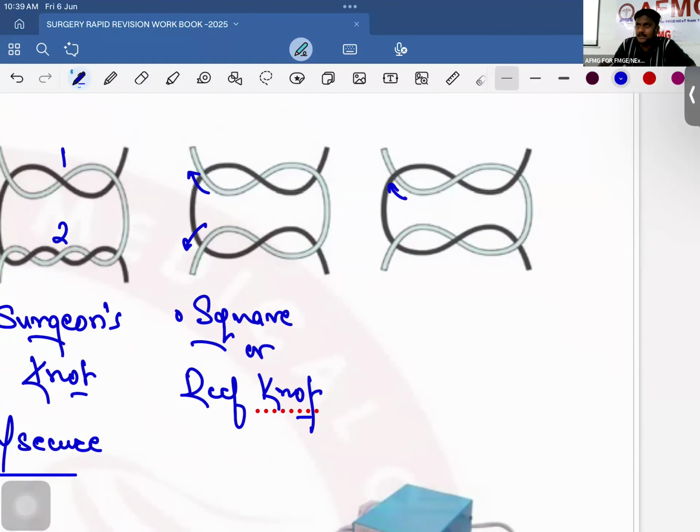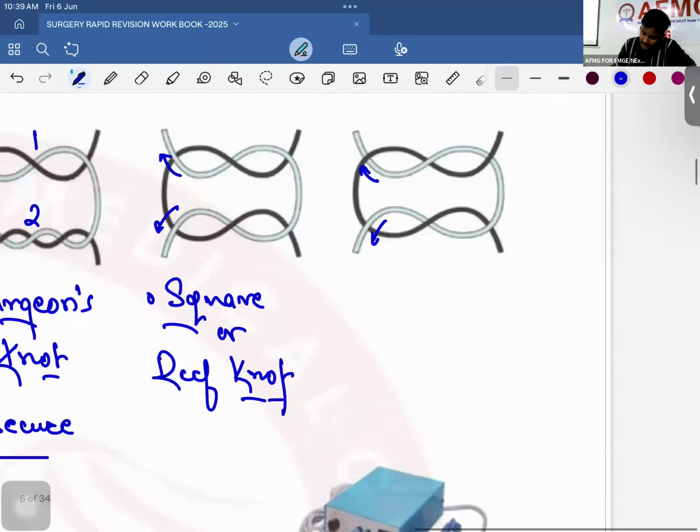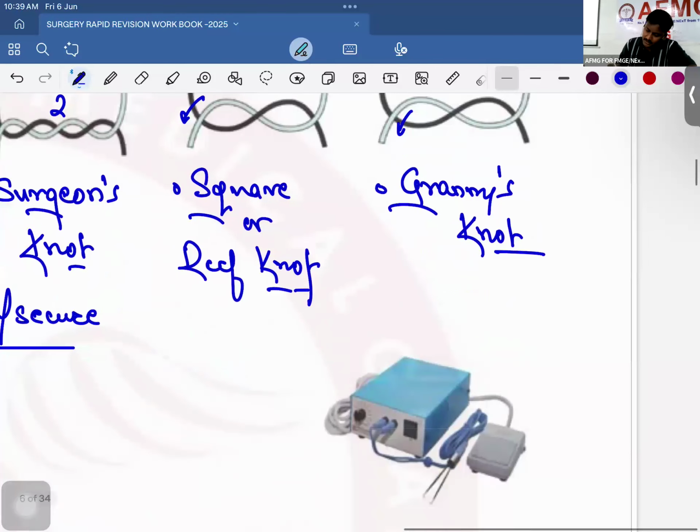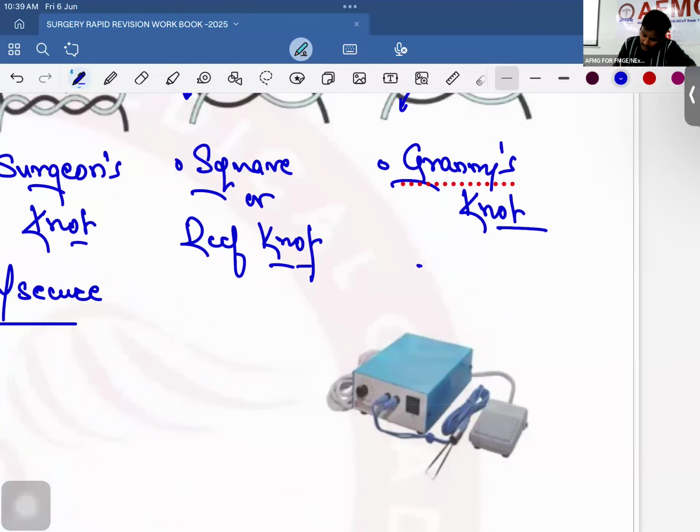Yes, so on one side you can see the blue thread is below the loop, and on the other side the blue thread is above the loop, beta, and that's the reason crossing is present. Whenever crossing is present, we call it a granny's knot, beta. And we know that a granny's knot, where crossing is present, is an insecure knot which can slip off very easily. That is important to be remembered.